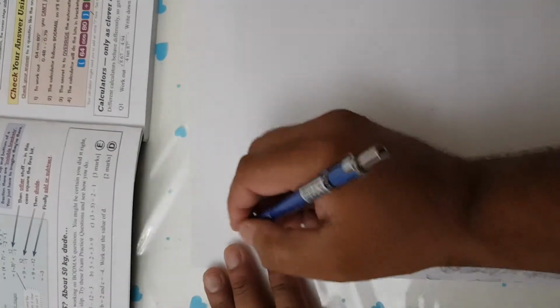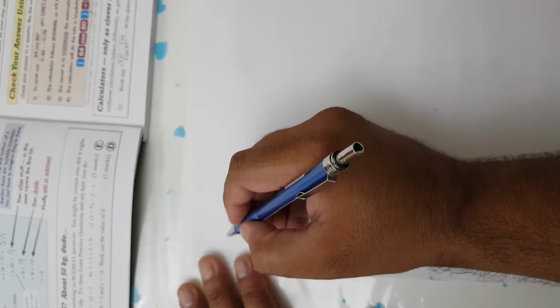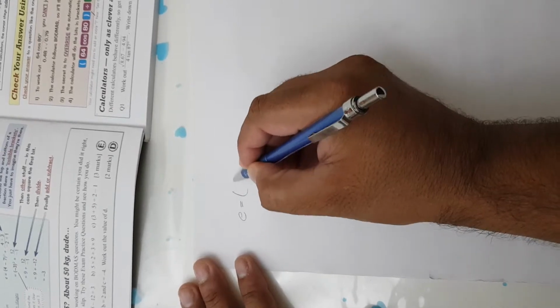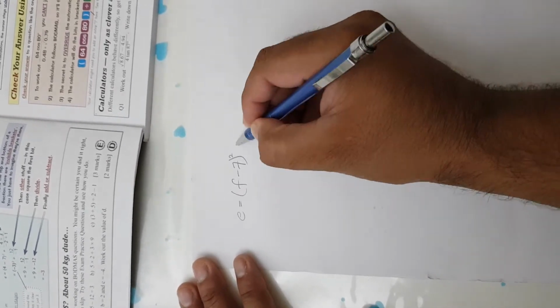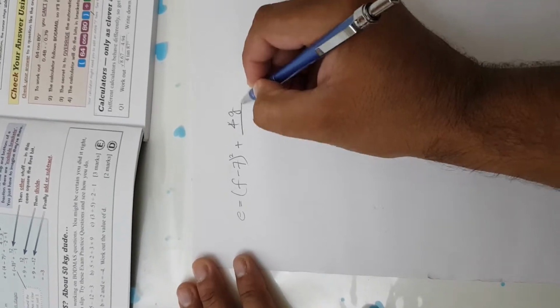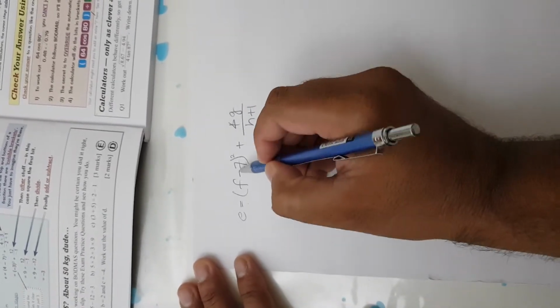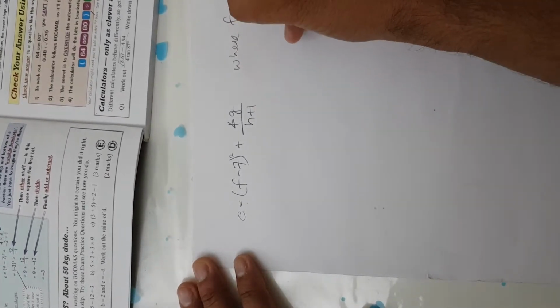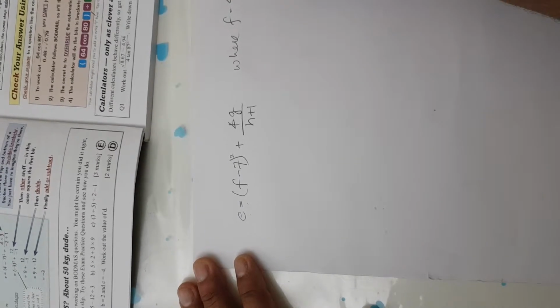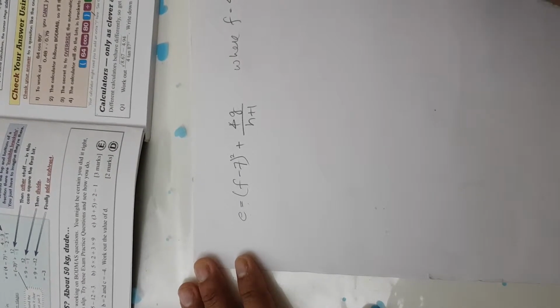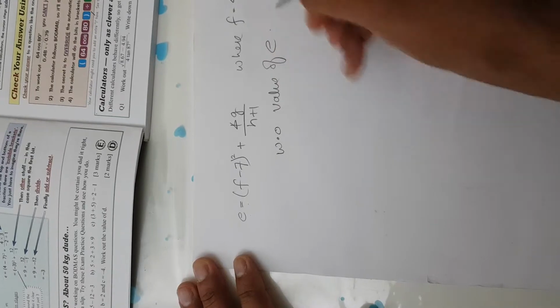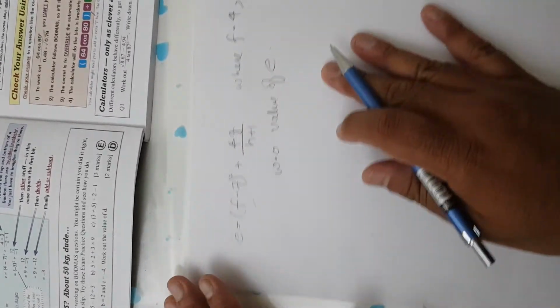Now, here's the fourth example, which I must share with you, and it's really important because it works with almost every skill that we have discussed so far. E is equal to (f minus 7) whole squared plus 4g over (h plus 1), where f is equal to 4, g is equal to 3, and h is equal to negative 2. It says work out the value of e. I have all the variables and I have the values as well.